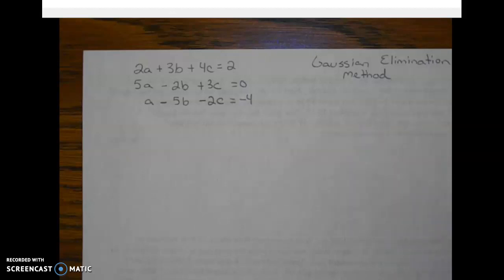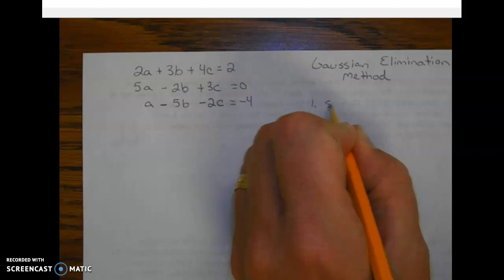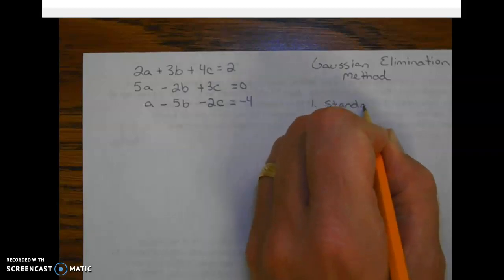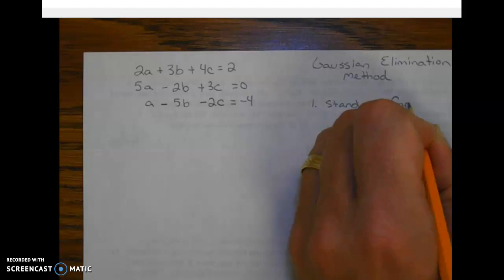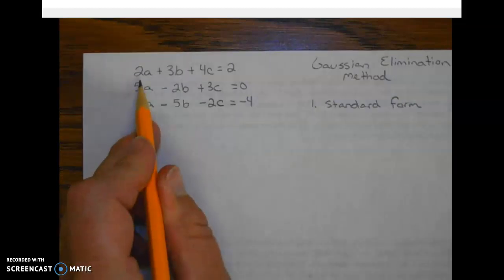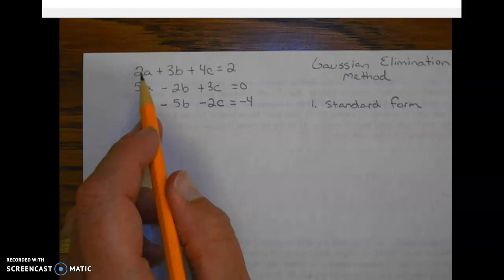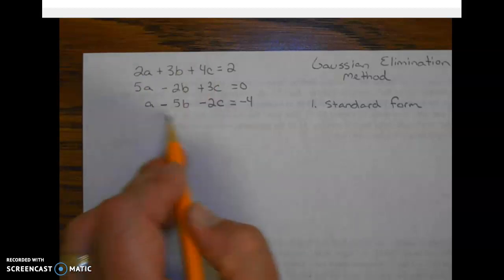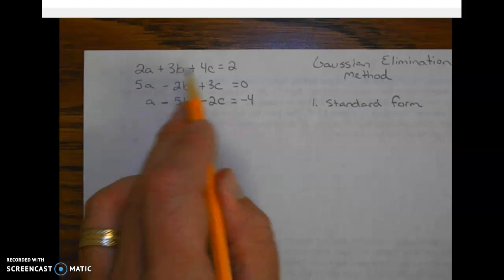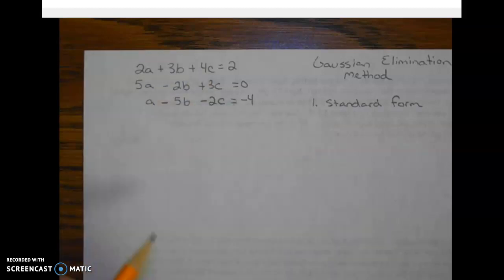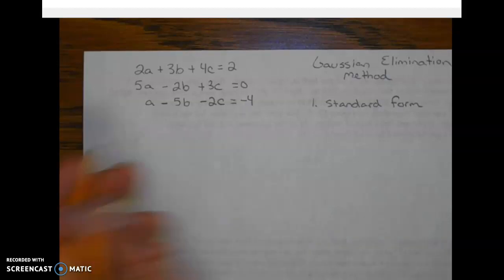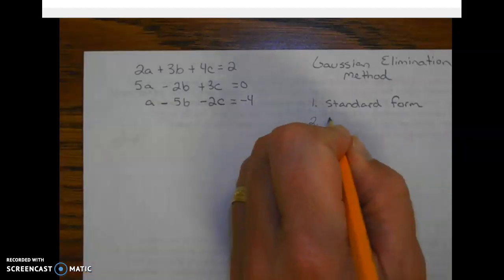So one of the main topics that was written down that you said you needed help with was solving by the Gaussian elimination method. So the first thing we want to do is make sure that we are in standard form, and the letters need to be in alphabetical order. So the variables are on the left side of the equal sign, A, B, C, A, B, C, A, B, C. So we're set. Okay, number two, we want to set up a matrix.